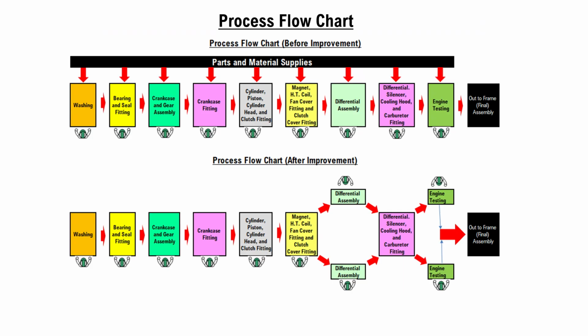The whole process sheet is shown as a process flow chart from process number one, that is washing, to engine testing, total 9 processes, and after completion, the complete engine is delivered to the final or frame assembly line. This is the situation before any improvement.